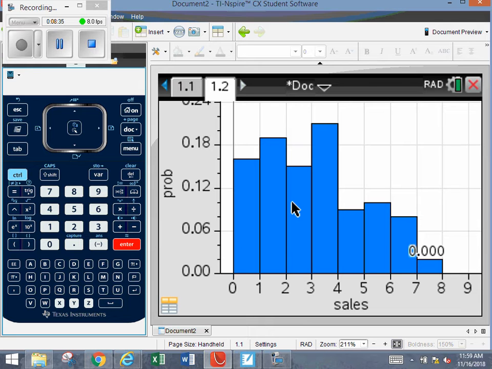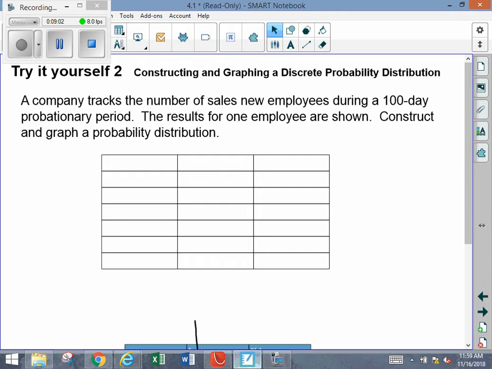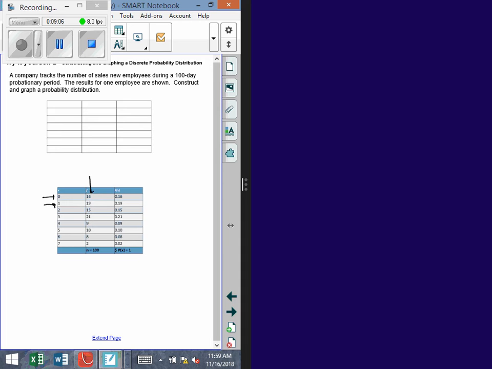So what's the probability of 7 sales? I don't know why that's there. And it'll tell you. And thus, it has been graphed. Okay, next.